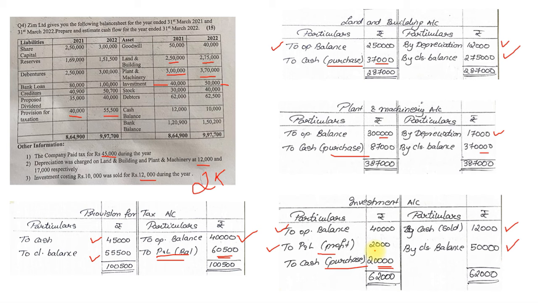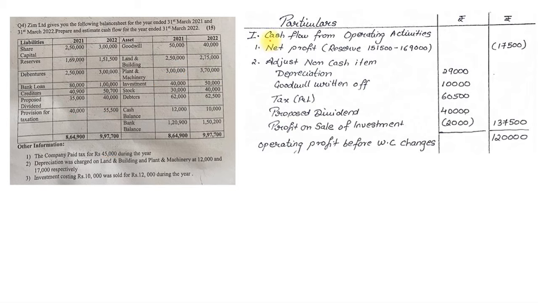Now, step number two, we will start with the formation of the cash flow statement. The cash flow statement will be divided in three segments. Number one is cash from operating activity, then from investing activity, and then from financing activity. The most important one is the very first, that is operating activity. So, let us see how to solve that part. Step number one, cash flow from operating activity.